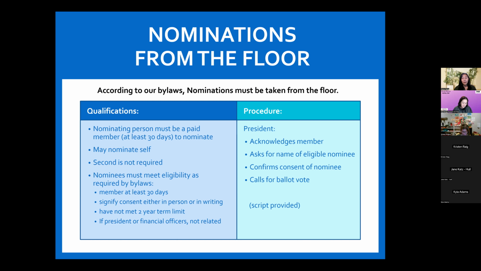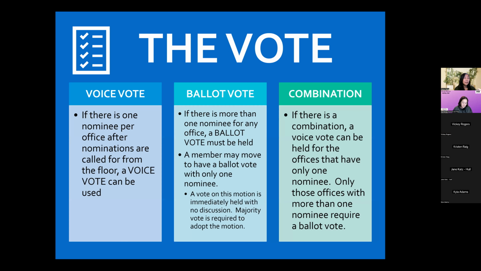There are other things that will need to be done if you have nominations from the floor in addition to a nomination on your report from the nominating committee. So if there are more than 1 nominee per office, then you're going to have to do a ballot vote. Normally we do a voice vote. If there's only 1 nominee, then we can just say, these are the candidates. If you want them, say yes. If not, say no. And it's pretty simple. But if you have more than 1, then it gets a lot more complicated. We have to do a ballot vote.